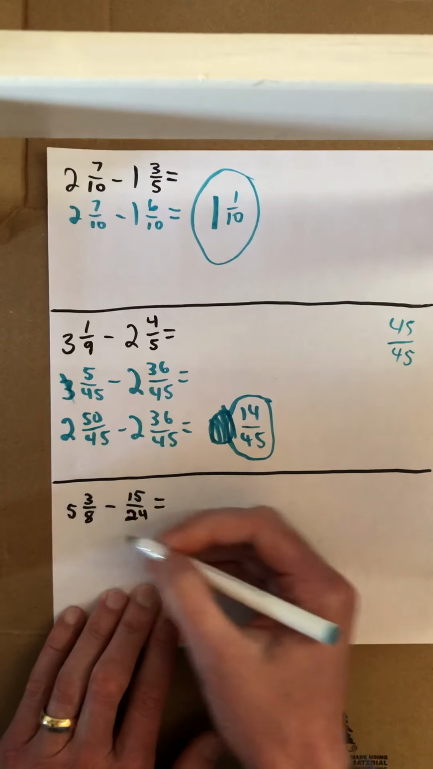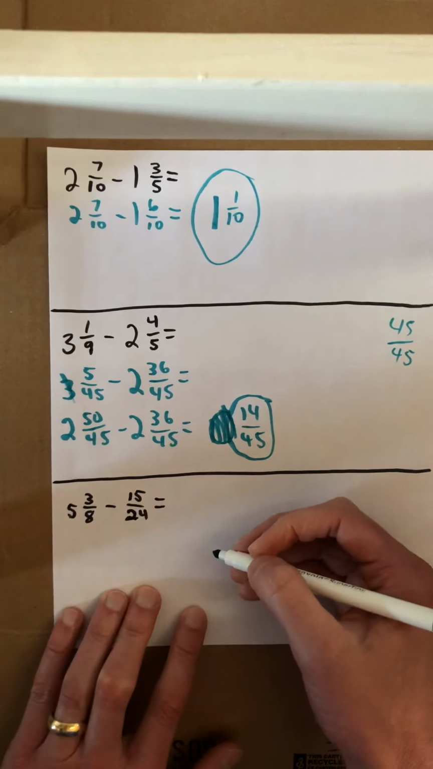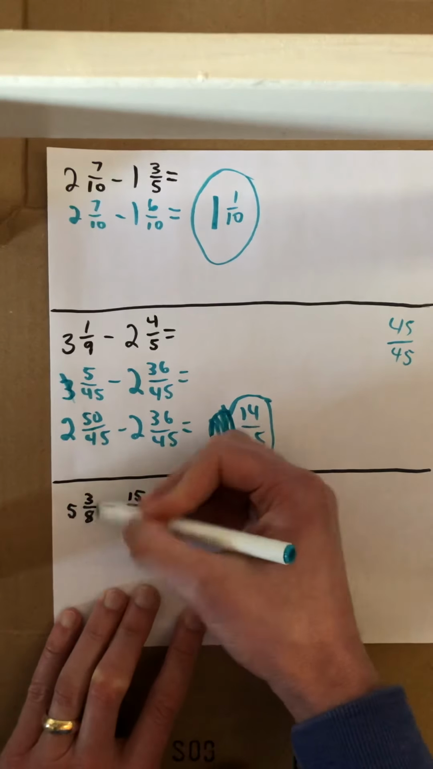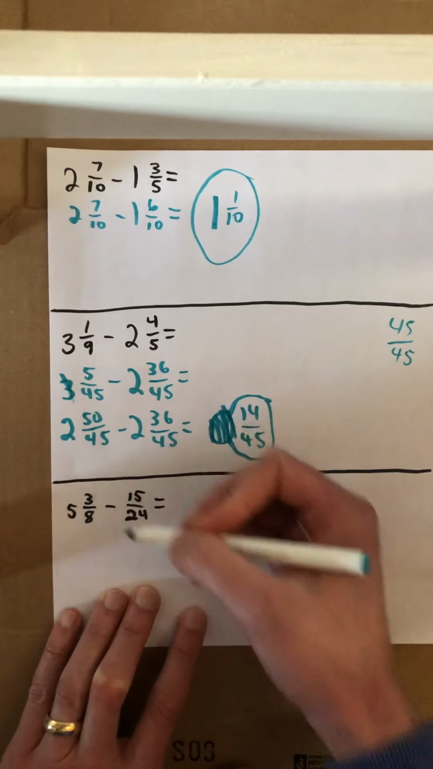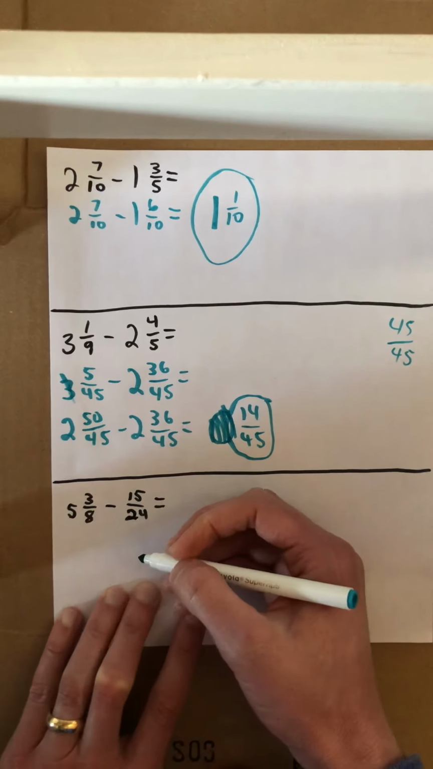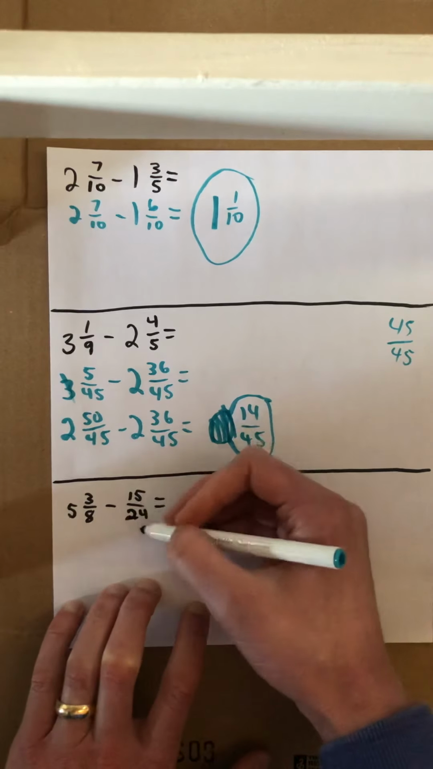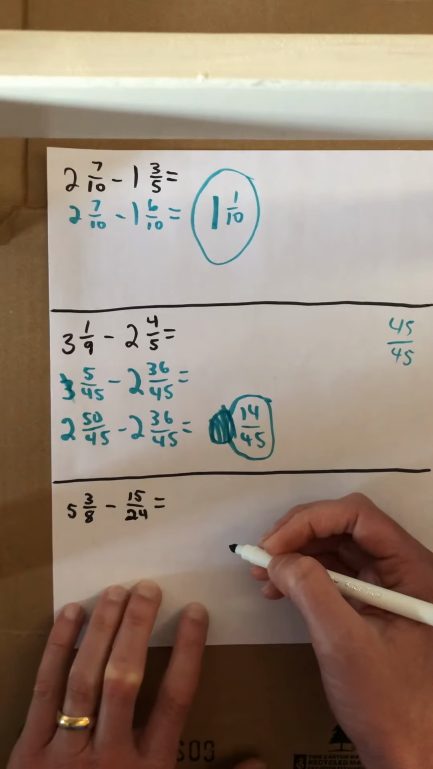So now we got 5 3/8, take away 15 out of 24. Let's again give them a common denominator. This time I'm going to change just this one. I can multiply top and bottom of this one by 3. That would make it a 24. So let's do that. Obviously, I wouldn't want to multiply top and bottom of this one by 24 and top and bottom of this one by 8. That would make these fractions far too large.